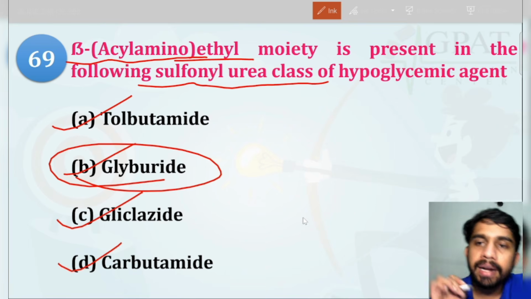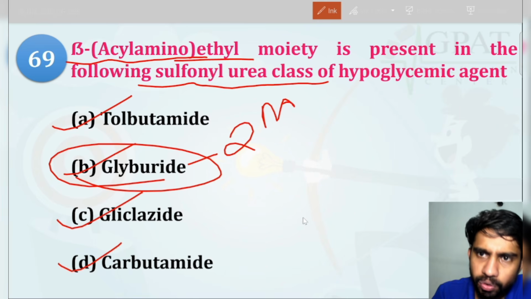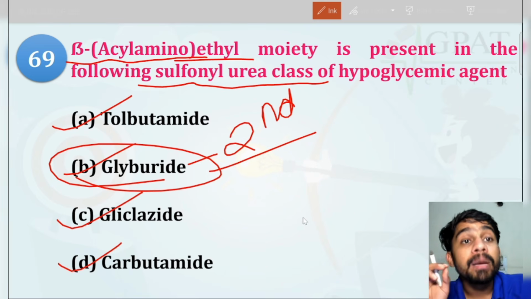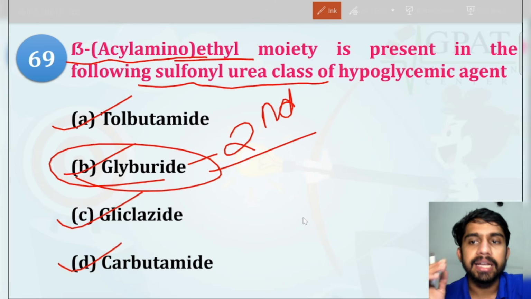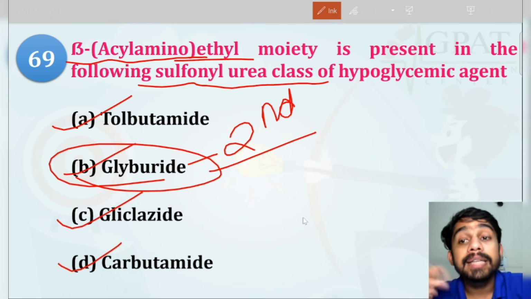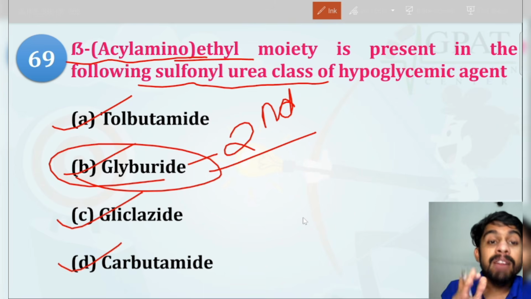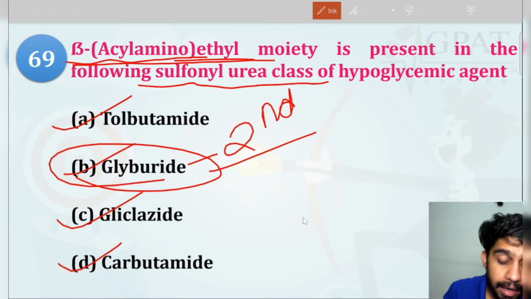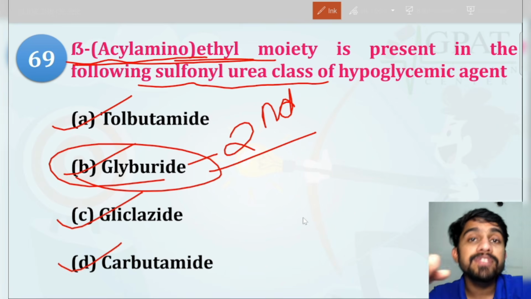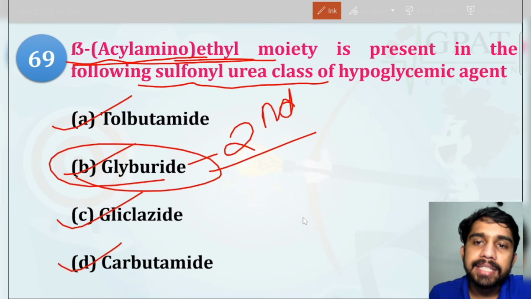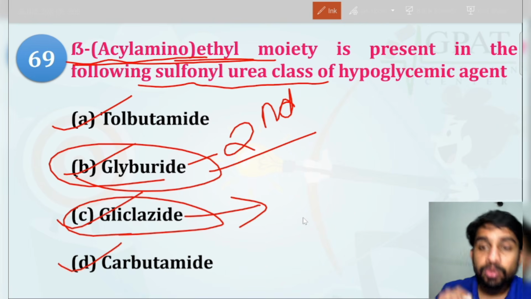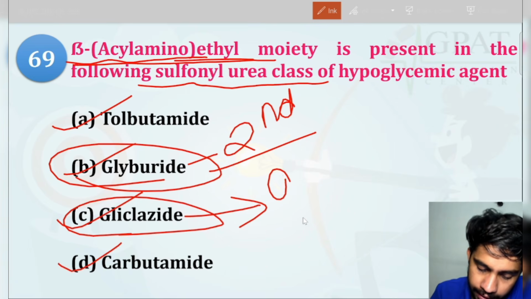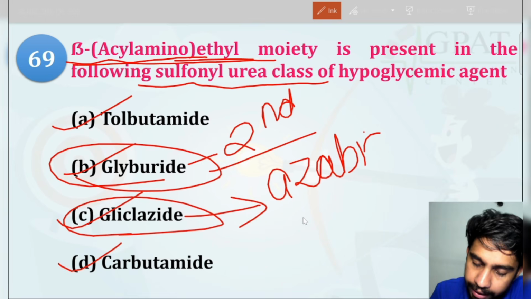What is glyburide? Glyburide is a second generation sulfonylurea, and it has the beta amino ethyl moiety present as a side chain of the benzene ring. This beta acylaminoethyl moiety is the distinguishing feature between first generation and second generation sulfonylureas. Gliclazide is also a second generation, but it has an azabicyclo ring.